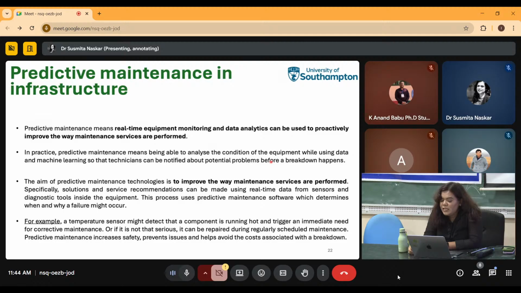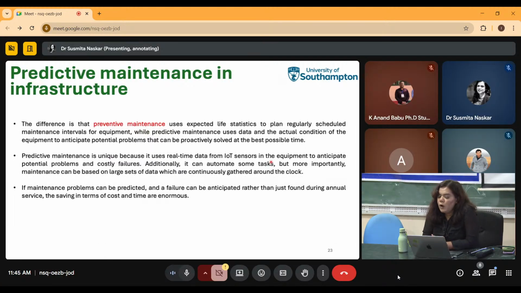So ultimately you can see that predictive maintenance increases safety, prevents unexpected failures, and helps to avoid the high cost associated with equipment breakdown. So by applying these methods in infrastructure as an engineer, we can improve reliability, extend the lifespan of the structure, infrastructure, and equipment, and optimize the maintenance resources over a period of time, right?